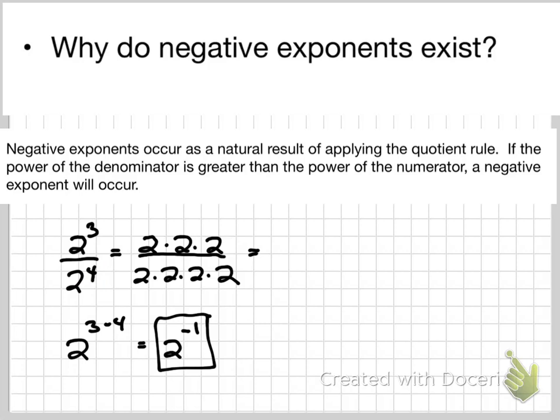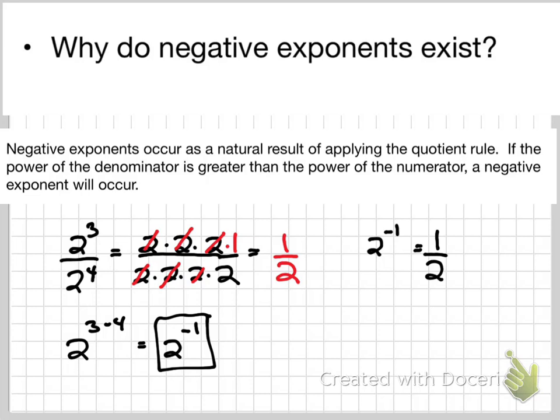So let's see what this means when we actually do the multiplication and start canceling out terms. So hopefully you can see that these 2's cancel out, these 2's cancel out, and these 2's cancel out. So what's left over? Well, remember, even though it's kind of invisible, you could always put a 1 on the top. So this is actually equal to 1 over 2. So we've just proven that 2 to the negative 1 power is equal to 1 over 2.